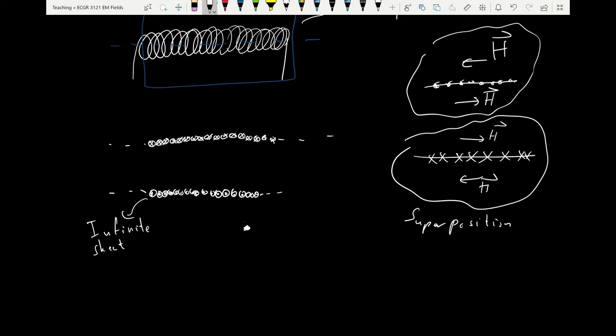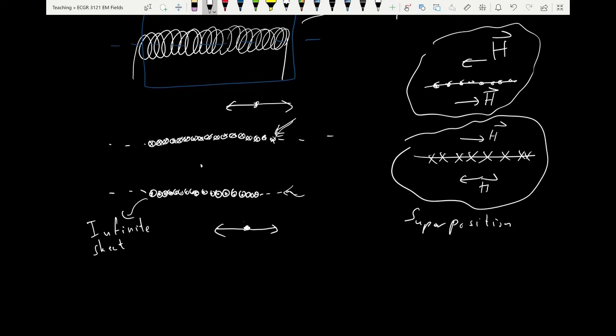So using superposition, if I am outside, at some point here, I am underneath both sheets, right? This sheet is going to give me a field that goes in this direction, and the other sheet is going to give me a field that goes in this direction. The fields cancel each other. If I'm in this region, above both sheets, this lower sheet is going to give me a field in this direction, and this upper sheet is going to give me a field in this direction. The fields are going to cancel outside the solenoid.